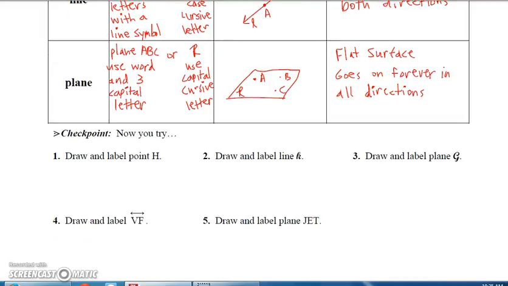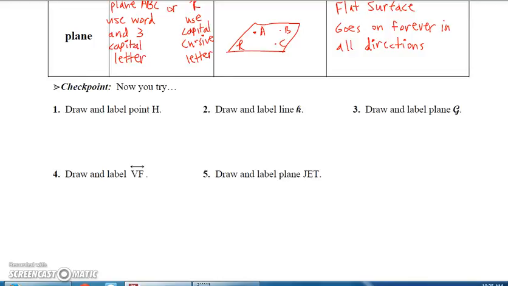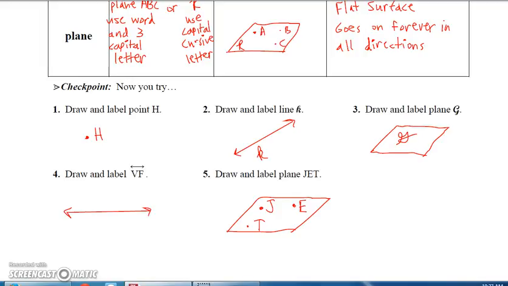Okay, so why don't you go ahead and pause this for a second and try a couple of these out on your own. I want you to just draw and label point H for number 1. Draw and label line K, etc. So go ahead, take a minute, pause the video, and then when you unpause it, I'll put the answers on. Okay, so here are the answers.